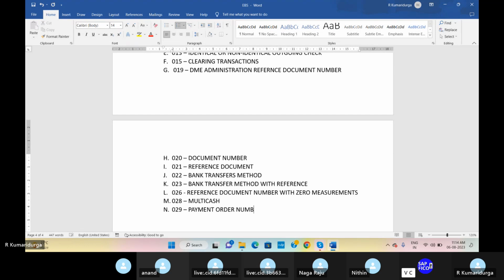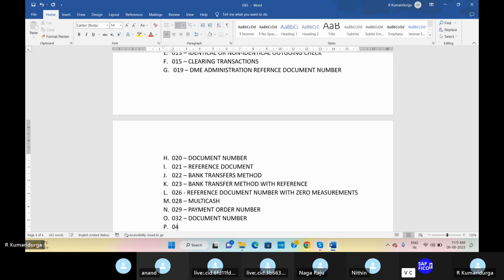The 030 algorithm will not be used by organizations. If you have Brazil companies, that is not important. 031 is document number search. Document numbers will be there, right? When you clear that document, numbers will be generated, and when you get the payments, a document number will be generated in your system. Though it is coming from the particular bank account, you should clear that payment in your SAP system.